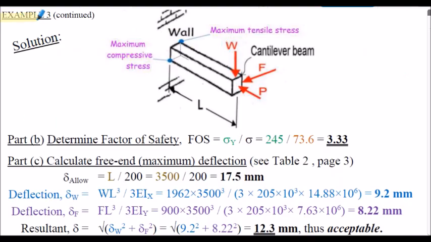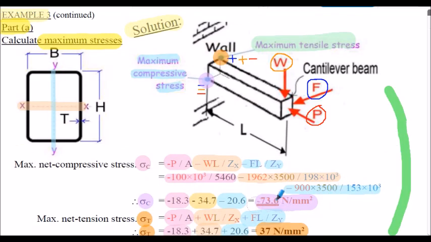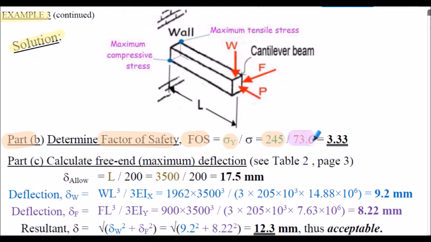Example 3, solution continued. So part B, we have to determine the factor of safety. We're given in the question the yield strength of the material is 245 meganewtons per meter squared. That's the same as 245 newtons per millimeter squared if you use the appropriate unity bracket. And we divide the yield strength by the maximum net stress we calculated on the previous slide, which was actually a compressive stress of 73.6 newtons per millimeter squared. So evaluating the factor of safety is 3.3, nominally speaking.